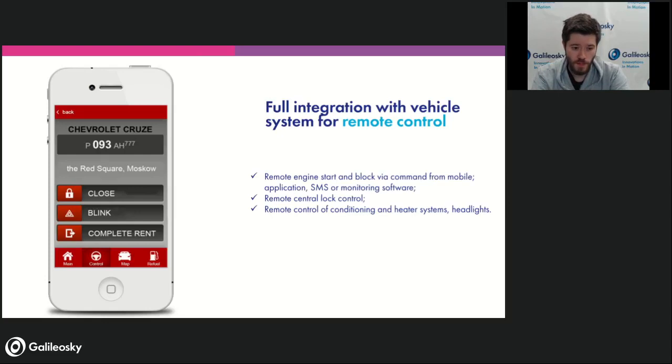These commands, as I already mentioned, can start or block the engine, control the central lock, so again, open or close the central lock in case the client wants to get access to the vehicle, or control conditioning and heater systems, headlights, etc. So actually, the client can also, using, for example, CAN or using inputs and outputs, remotely turn on the headlights just to get an understanding of where his car is standing. So that's also quite convenient.